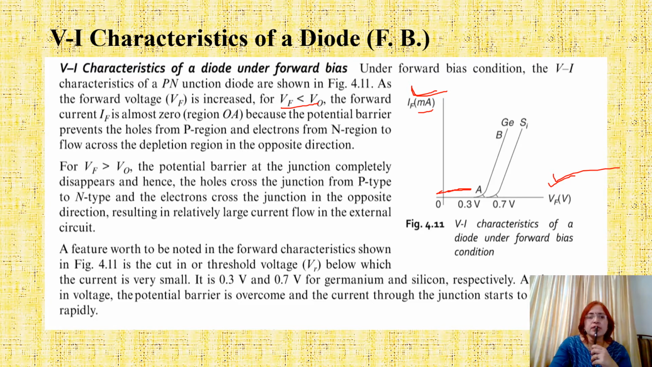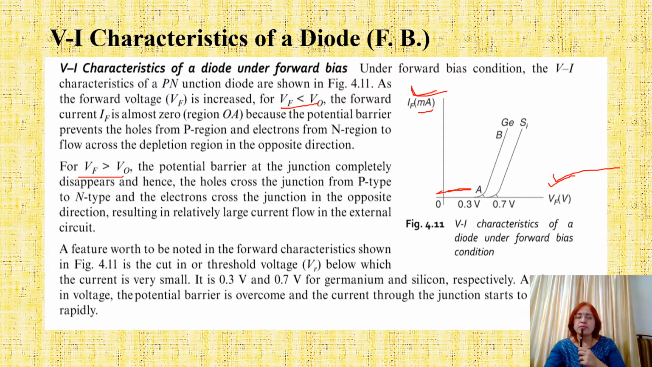Now we are going to see when the forward voltage VF is greater than VO. In that case, the depletion layer will disappear. There will not be any opposition to the flow of charge carriers across the junction, and a very large amount of current flow will take place. The holes from the P side and electrons from the N side will freely move in the opposite direction, and a large flow of current will take place.